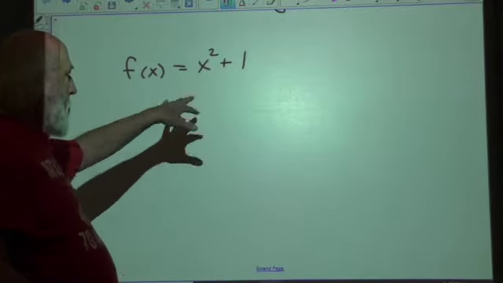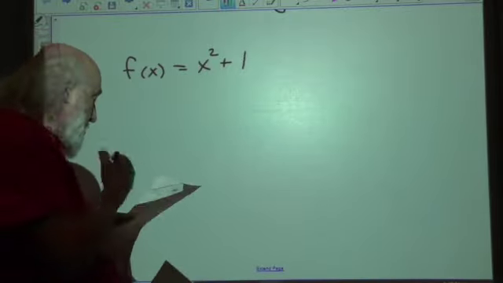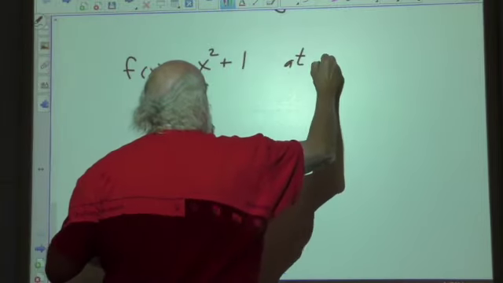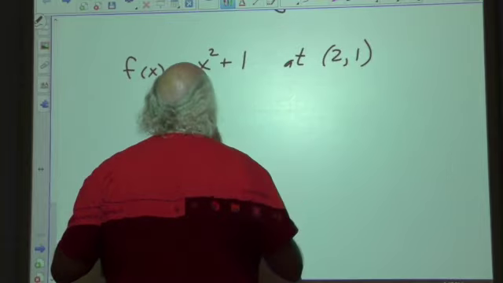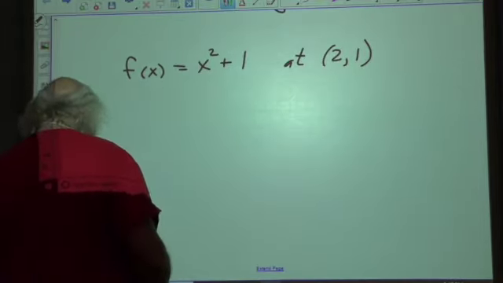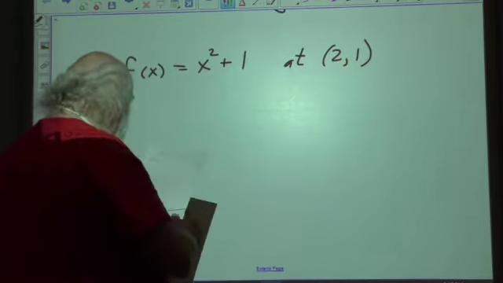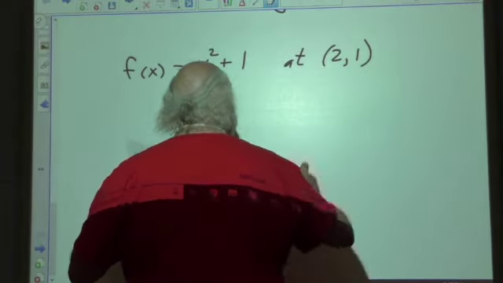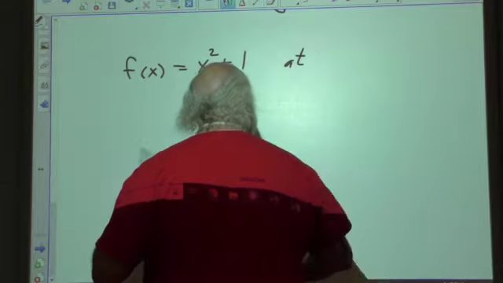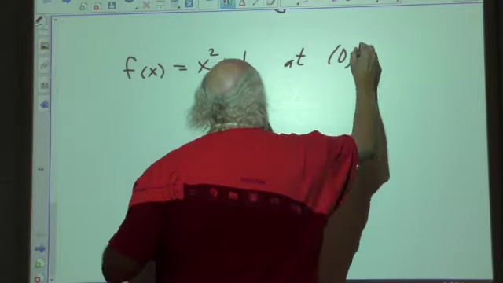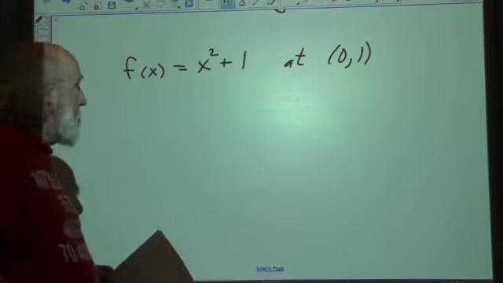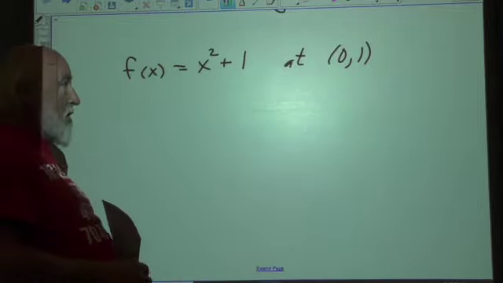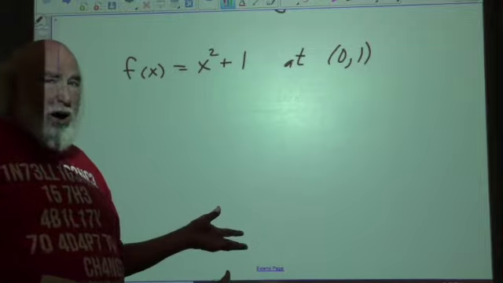So we look at various points throughout here. In this particular problem, they ask us to look at the point (2, 1). Oh, wrong one. That's not right. At (0, 1). So that's the vertex. Well, if we know that's the vertex, we can pretty much know what that's going to be, right?